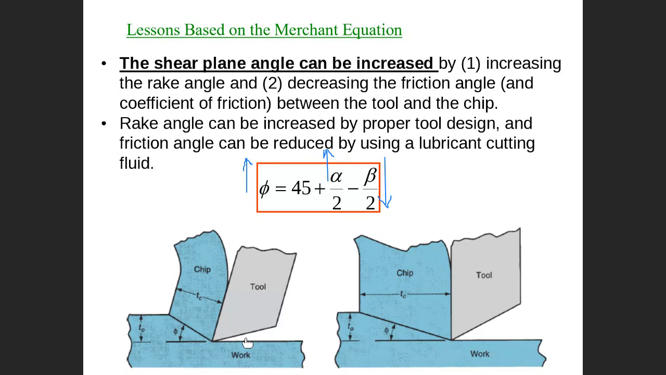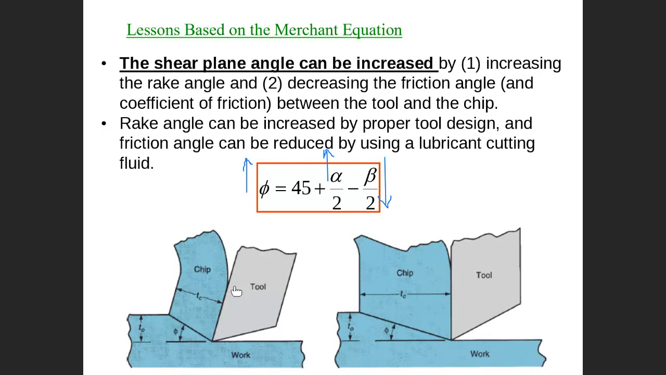Alpha is about buying a new tool. To increase alpha, you get a new tool from the market with bigger alpha. But what about reducing beta? Beta is the friction angle. To make beta smaller, this can be done by reducing the friction, because beta is a friction angle. tan beta equals mu, equals F divided by N.